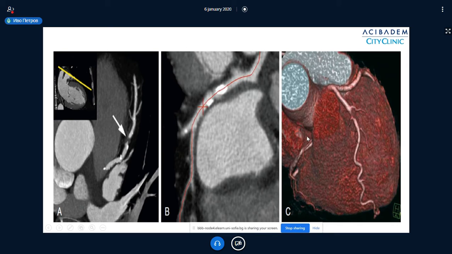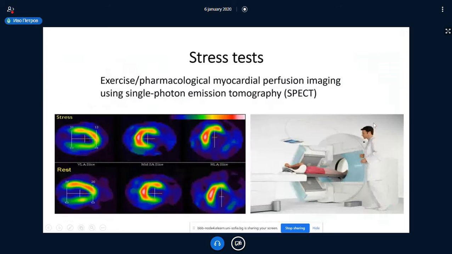This is a CT angio, computed tomography. And you see, this is the reconstruction, and this is the simple picture of the critical stenosis of the left anterior descending artery with the presence of calcium. Okay, this is more than 90% stenosis.